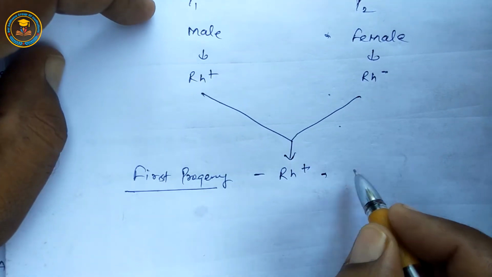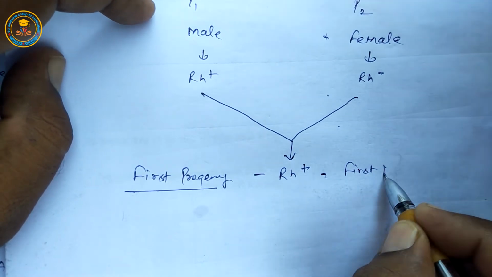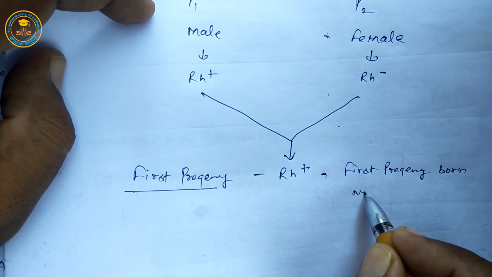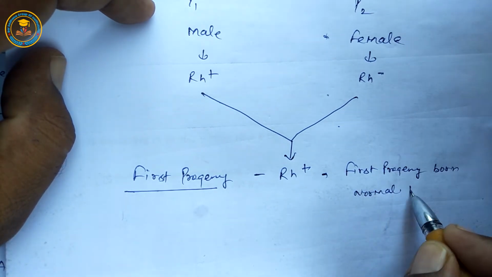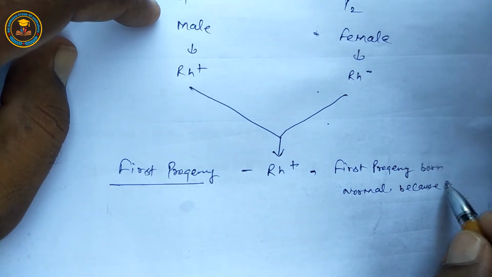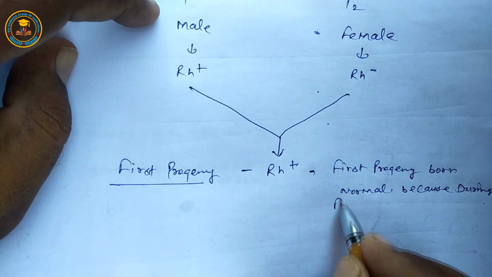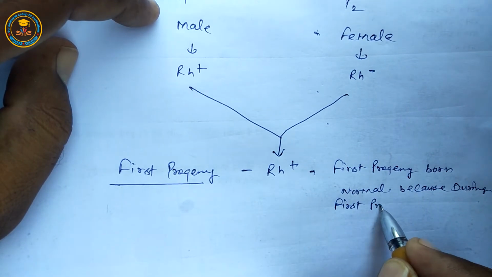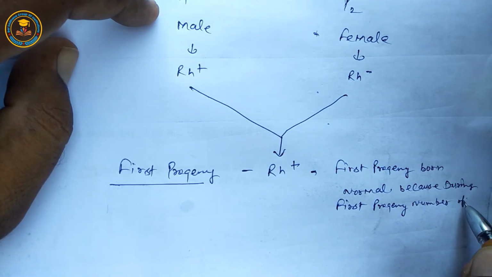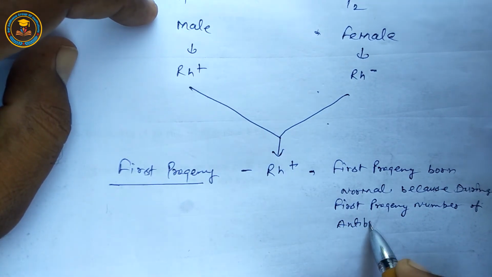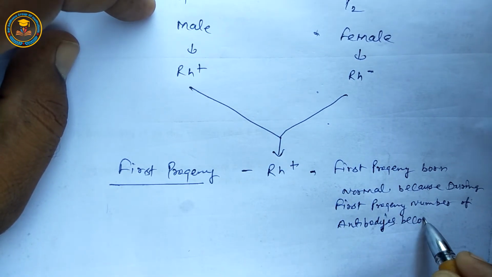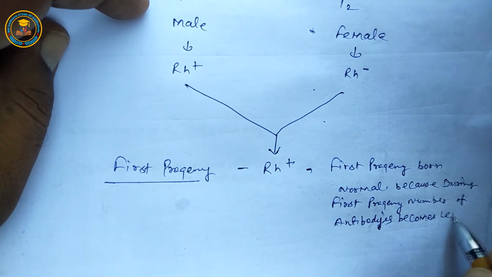So the first progeny is born normal because during the first progeny the number of antibodies is in a small amount.